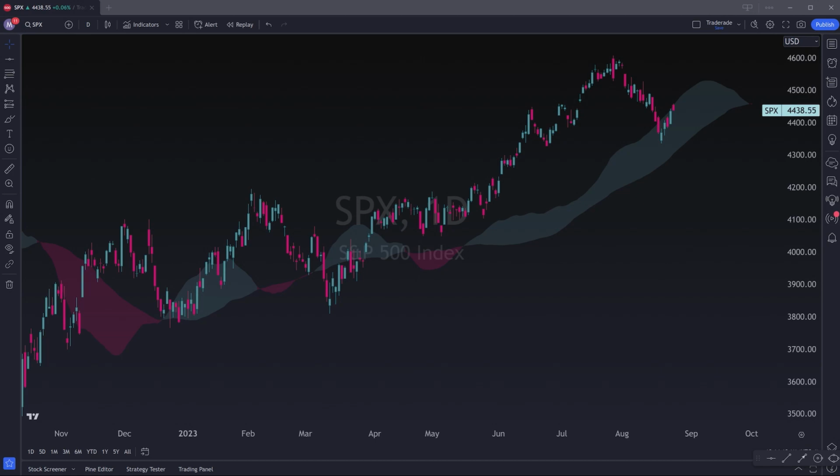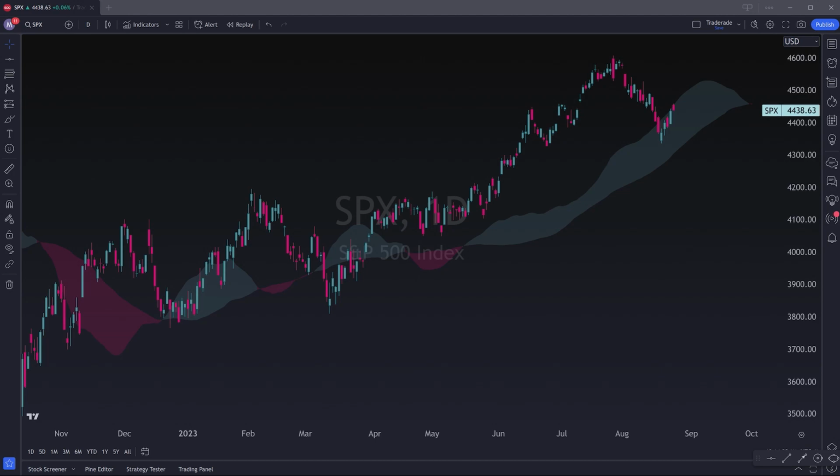I found the cloud to be really helpful, but I've added a little bit to how I use it that's not as traditional. So we're going to talk today about the cloud, but we're also going to talk a little bit about how I use the cloud. So this is an indicator that tells us momentum. That is the most simple way to illustrate it.